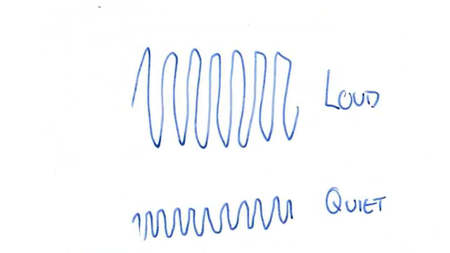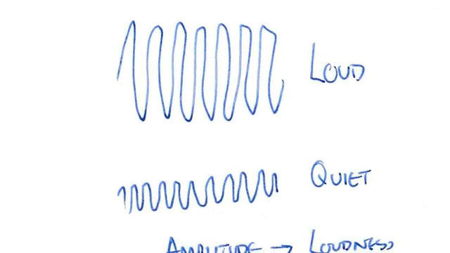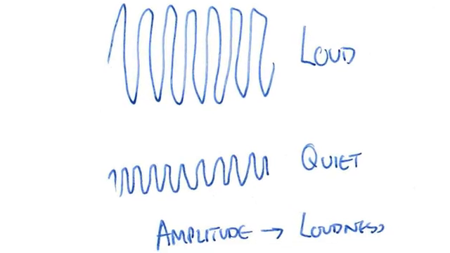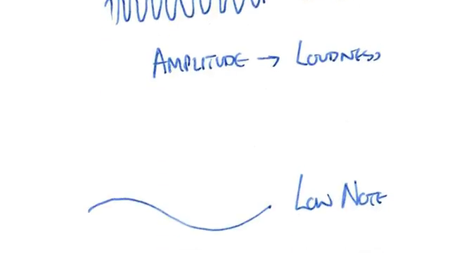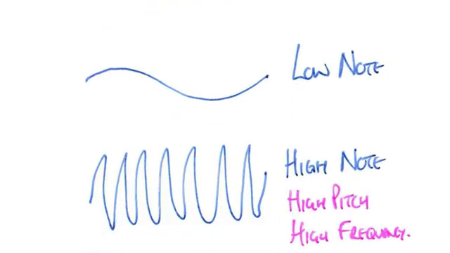Right then, so a couple of things to notice. First of all, you need to know the difference between loud signals and quiet signals, so you can see there quite clearly what it is. And basically the amplitude is linked to loudness. A low note and a high note, you can see the differences there. The high note has got high pitch or high frequency. Those three terms, high note, high pitch, high frequency, are the same.